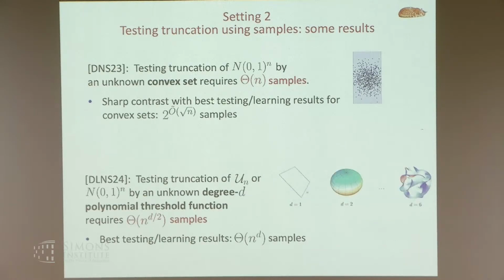So there are a couple of recent results in this setting. We have very sharp bounds for testing truncation of a Gaussian by an unknown convex set. Turns out that the sample complexity is exactly linear in the dimension. And some other class of functions we don't have to worry about, polynomial threshold functions. We also have sharp results for distinguishing whether there was truncation or no truncation by one of these so-called polynomial threshold functions as well. So this is a setting where it seems like you can improve on testing and learning type results. But it's, I think, an interesting potential variant of standard property testing if you just get these samples.